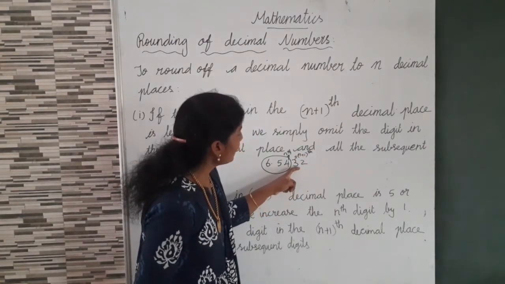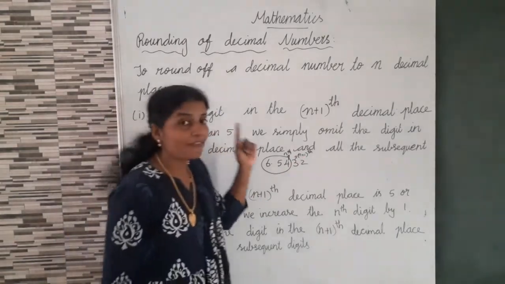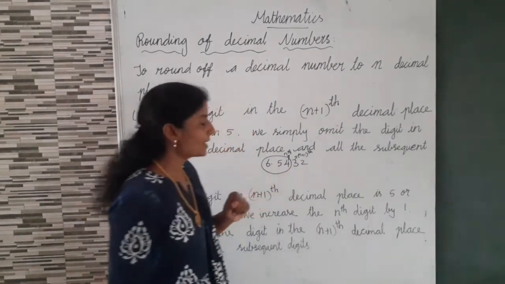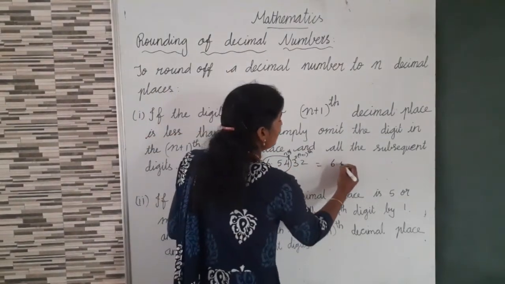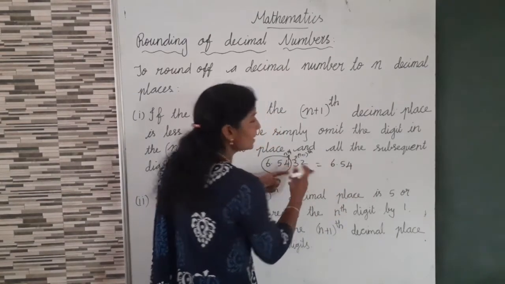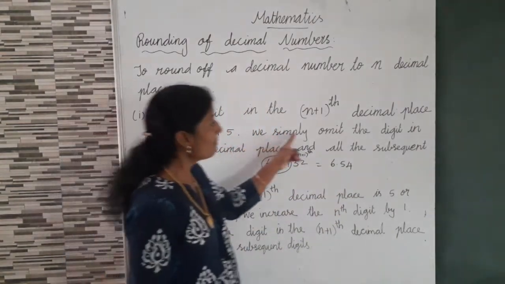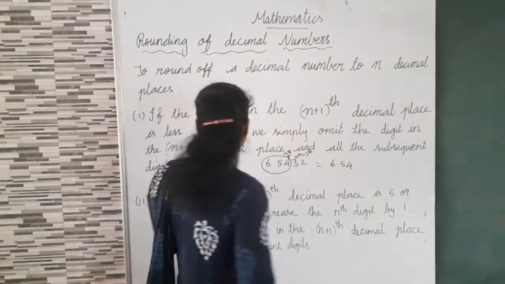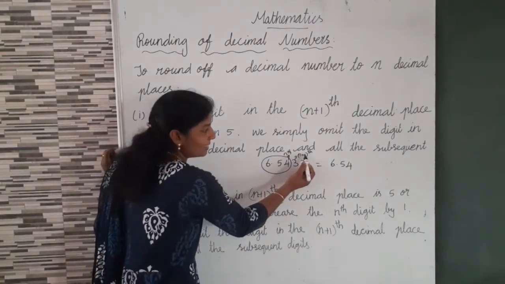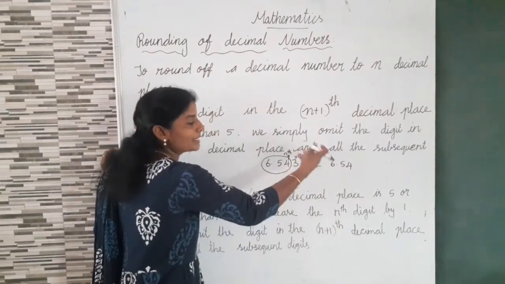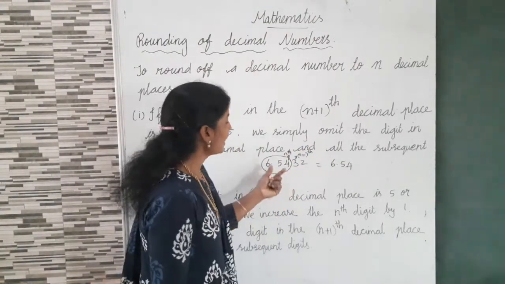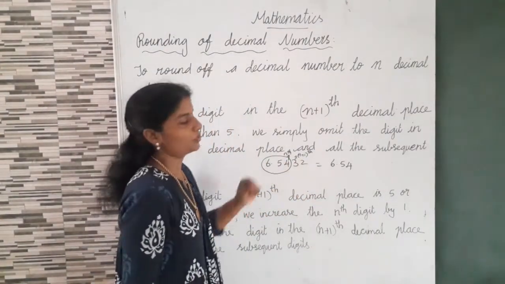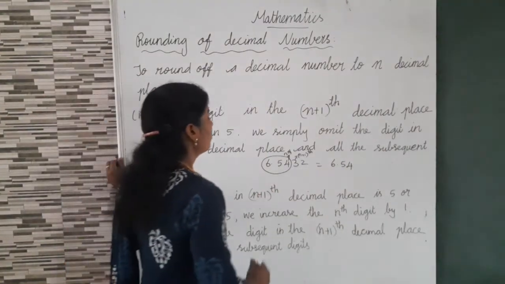Now, n plus 1th term less than 5 means, here 3 is less than 5, isn't it? So we can write 6.54, and the remaining 2 digits we can omit. We simply omit the digit in the n plus 1th decimal place and all the subsequent digits. Remaining digits we omit. Okay, 6.54 is the round-off of 6.5432. Clear? Now, one more example.